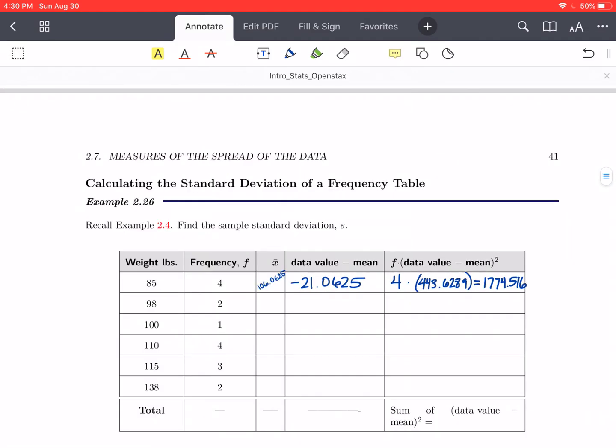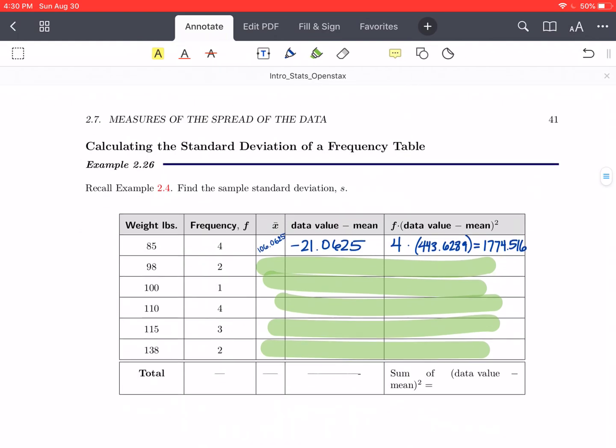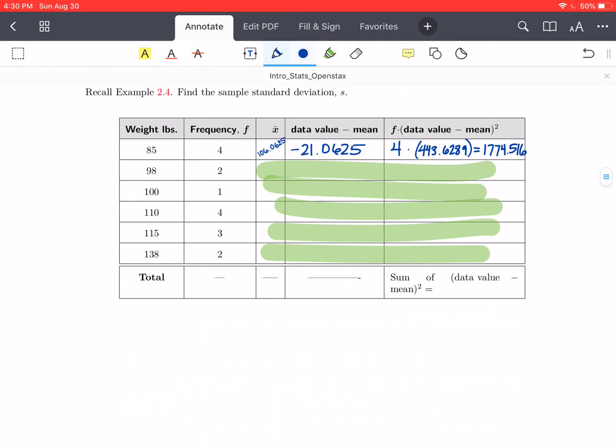So try not to get too caught up in all these numbers. I know this looks really complicated because it's got a lot of decimals in it, but the mean we found earlier. The data value minus mean, just subtraction, square it, multiply it by 4. That's all we've done. And then do the same thing for each of those, which again, I'm not going to take the time to do, because we're going to actually use the technology for this one.